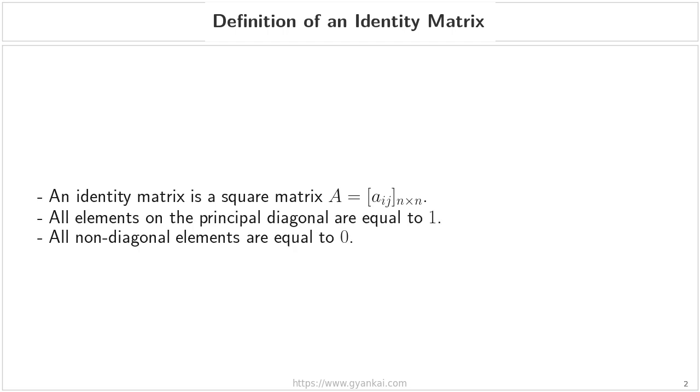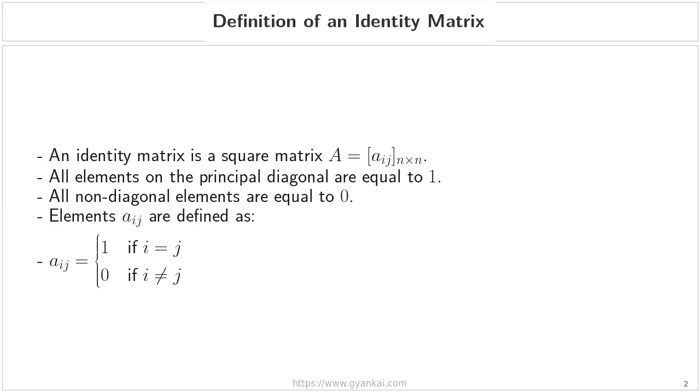In terms of its structure, all elements located on the principal diagonal, the line running from the top left to the bottom right, must be equal to 1. Meanwhile, every other element in the matrix, known as the non-diagonal elements, must be equal to 0.